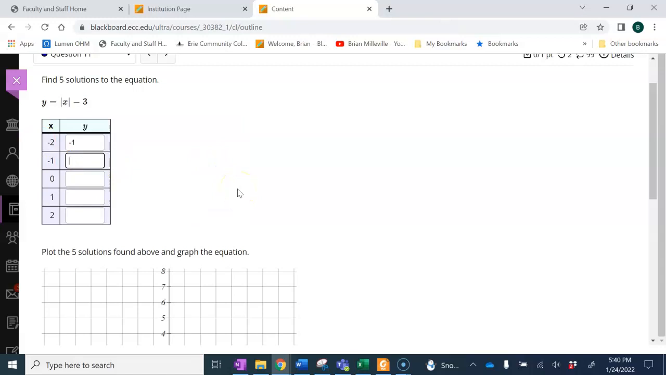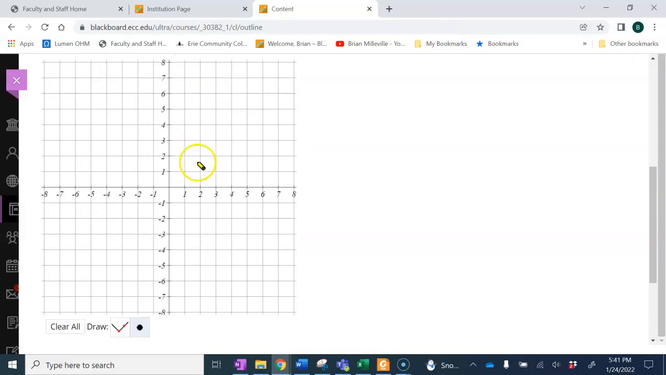And the absolute value of -1 is 1, so it'll be 1 minus 3, which will be -2. Putting in 0, we're going to get 0 minus 3, which is -3. All right, then these values are going to repeat because the absolute value of +1 is going to be 1. 1 minus 3 is -2. And then we're going to have 2 minus 3, which is -1. So we got to fill the table out. That's part of the problem.